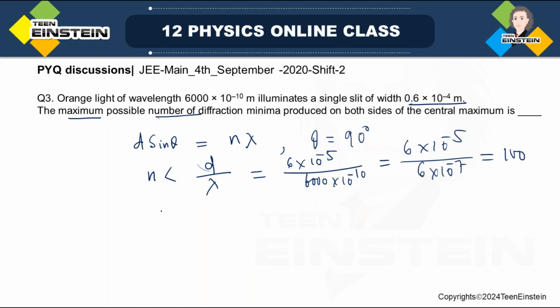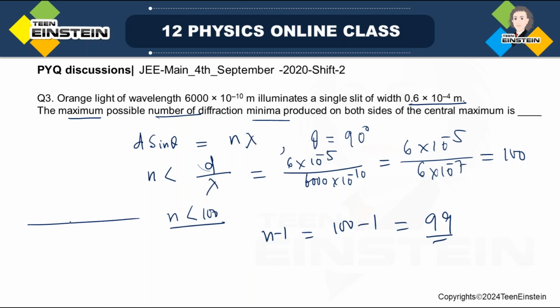So, you know, this will be less than or equal to 100. So for maximum number of diffraction minima, we take n minus 1. That means actually 100 minus 1, that is 99, and both sides it will be multiplied by 2, because your central diffraction maxima will be like this. Okay, then minima will come.